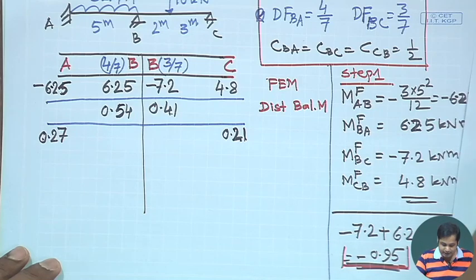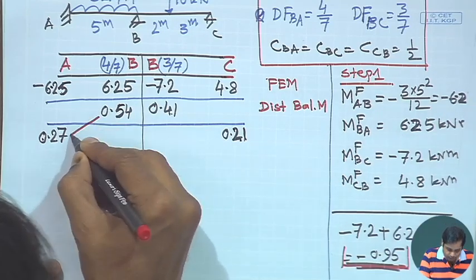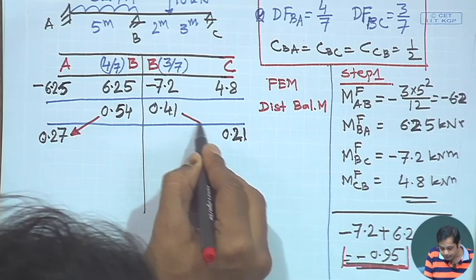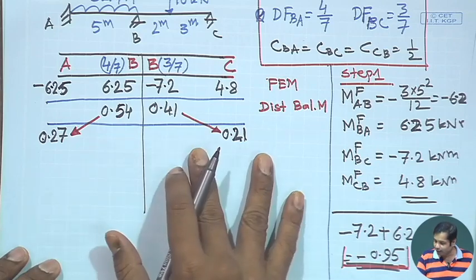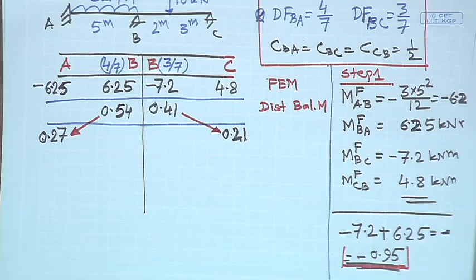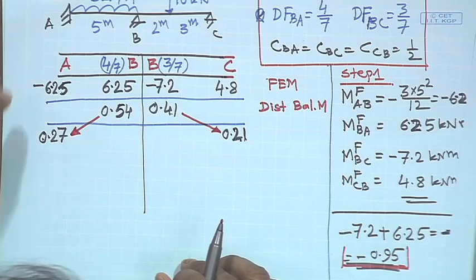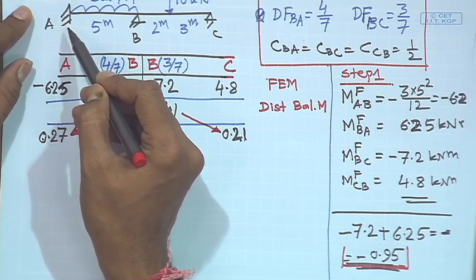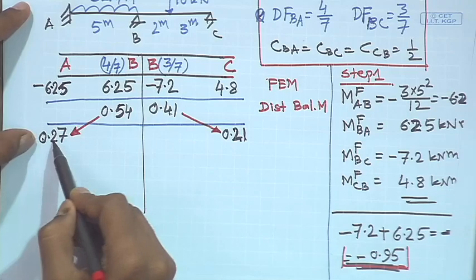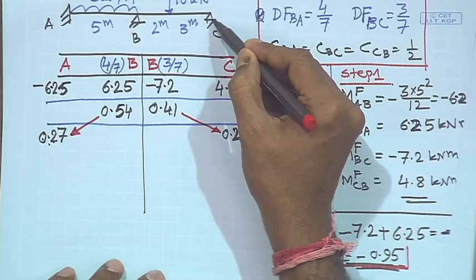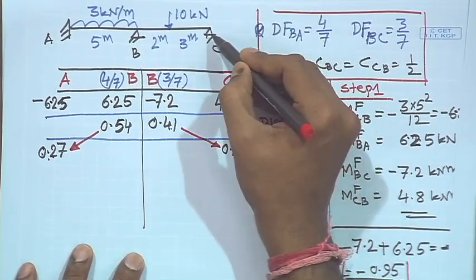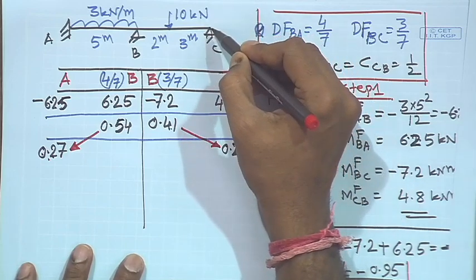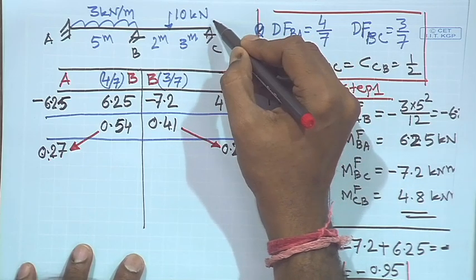So, this is the carryover moment, shown like this using an arrow. Now, there is an interesting step here. You see, this is the fixed end, right. So, the moment goes to the fixed end, there is no problem, but this end C is a simply supported end, right. There is a hinge support here. So, there should not be any moment here, right.